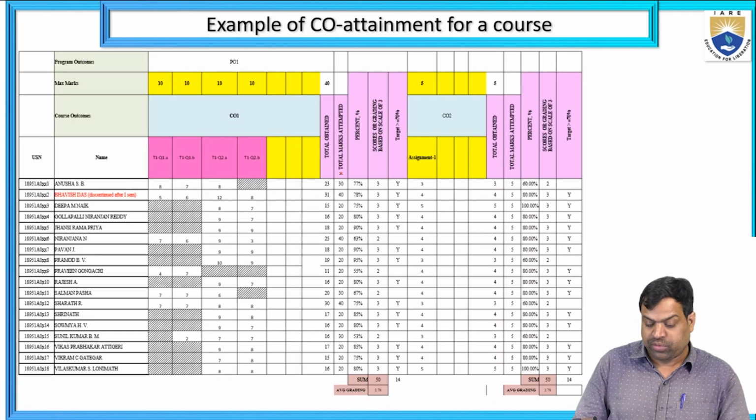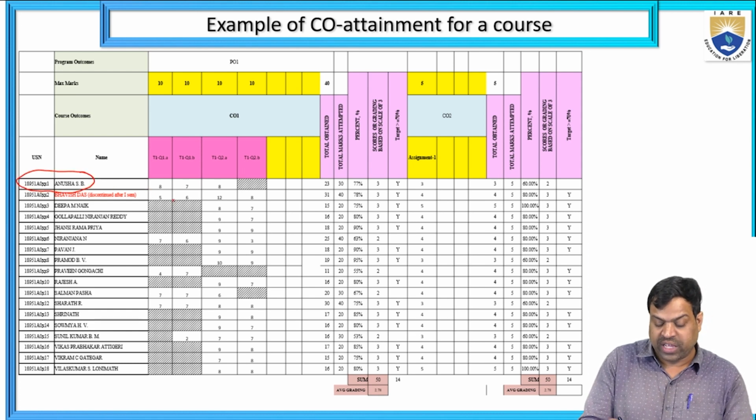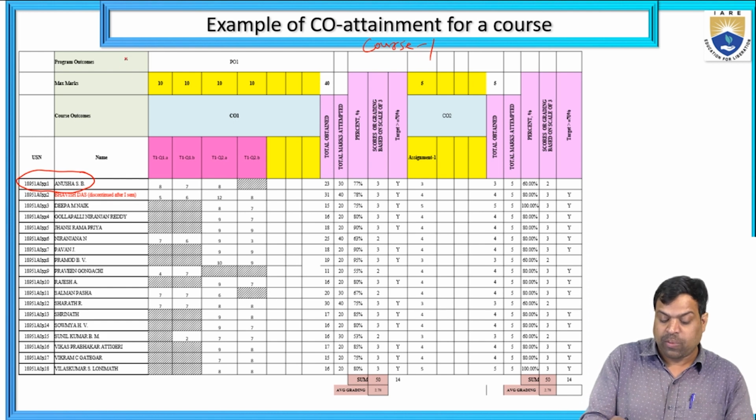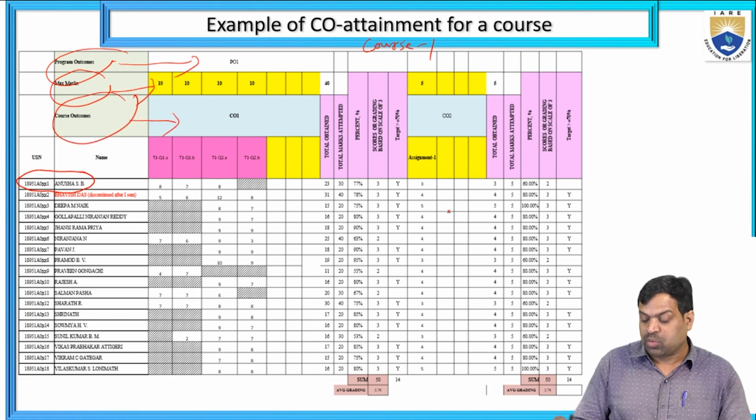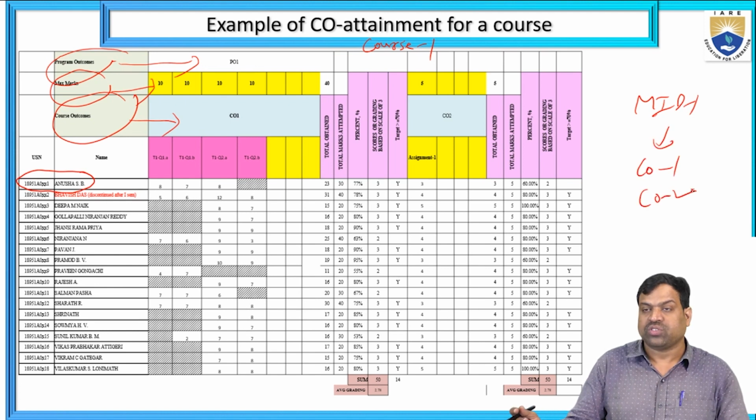Here is one example. Suppose I am taking one student, roll number and name. I am taking one course, any course, say image processing. Here it is a course outcome, with maximum marks per course outcome. Suppose I am taking mid one. For this mid one, I gave only 2 COs. Up to mid one, only 2 COs are mapped.